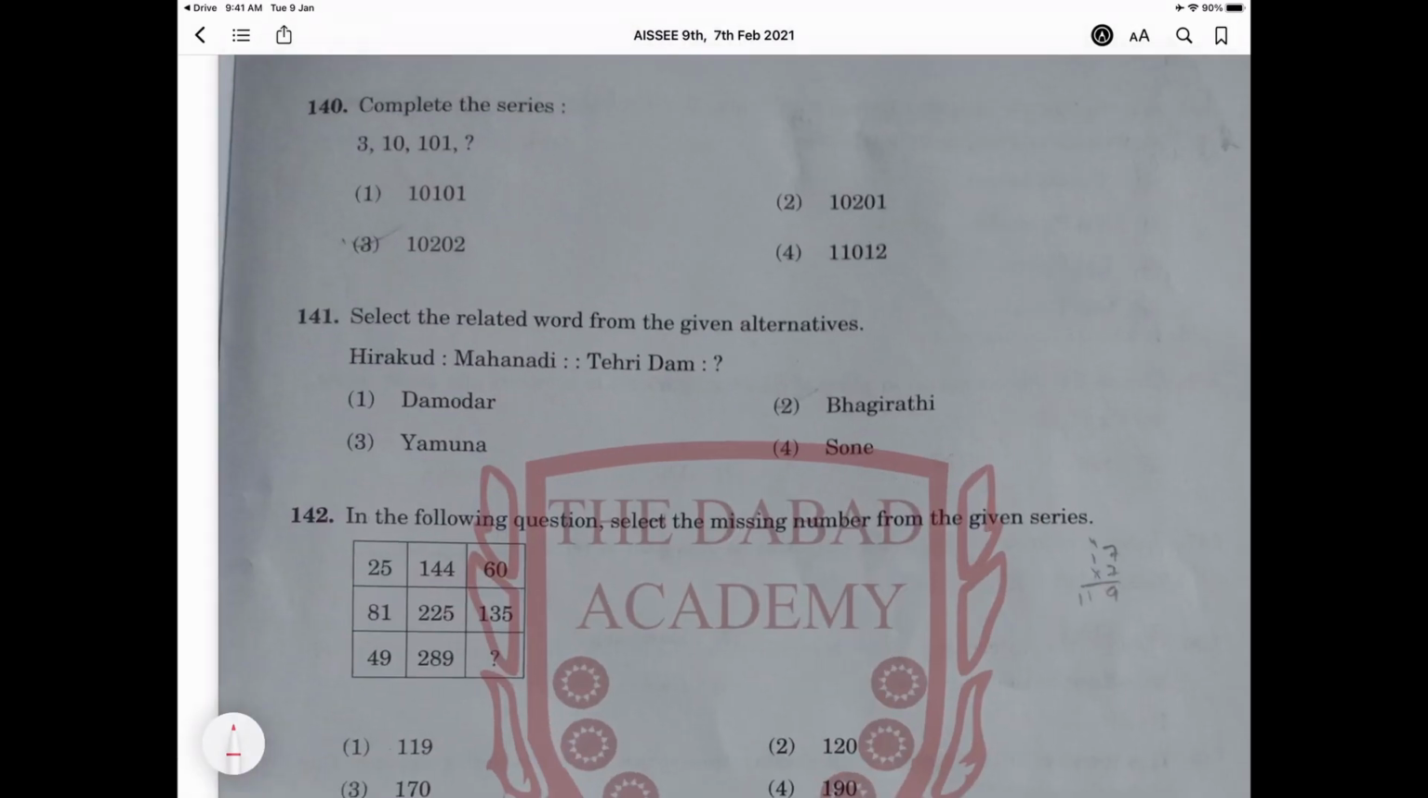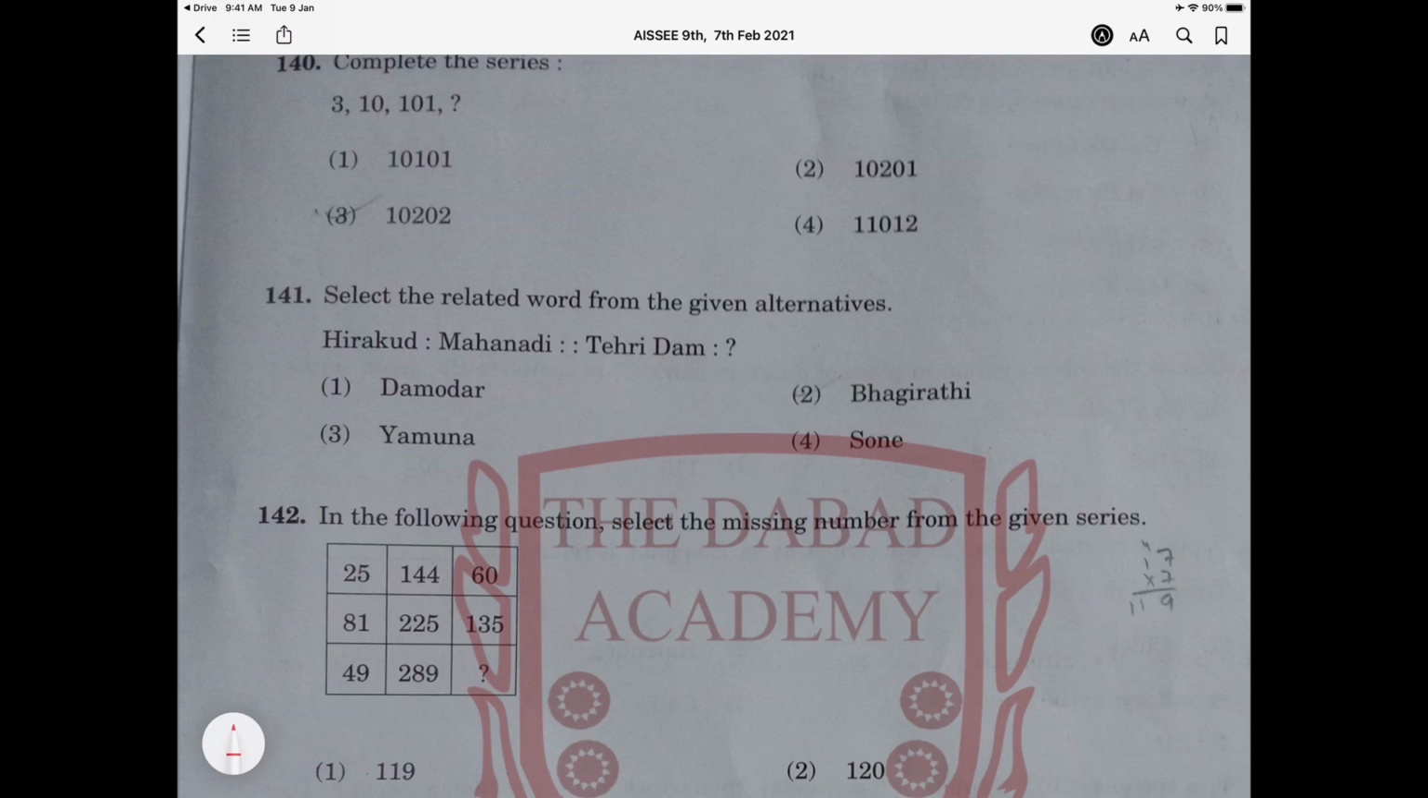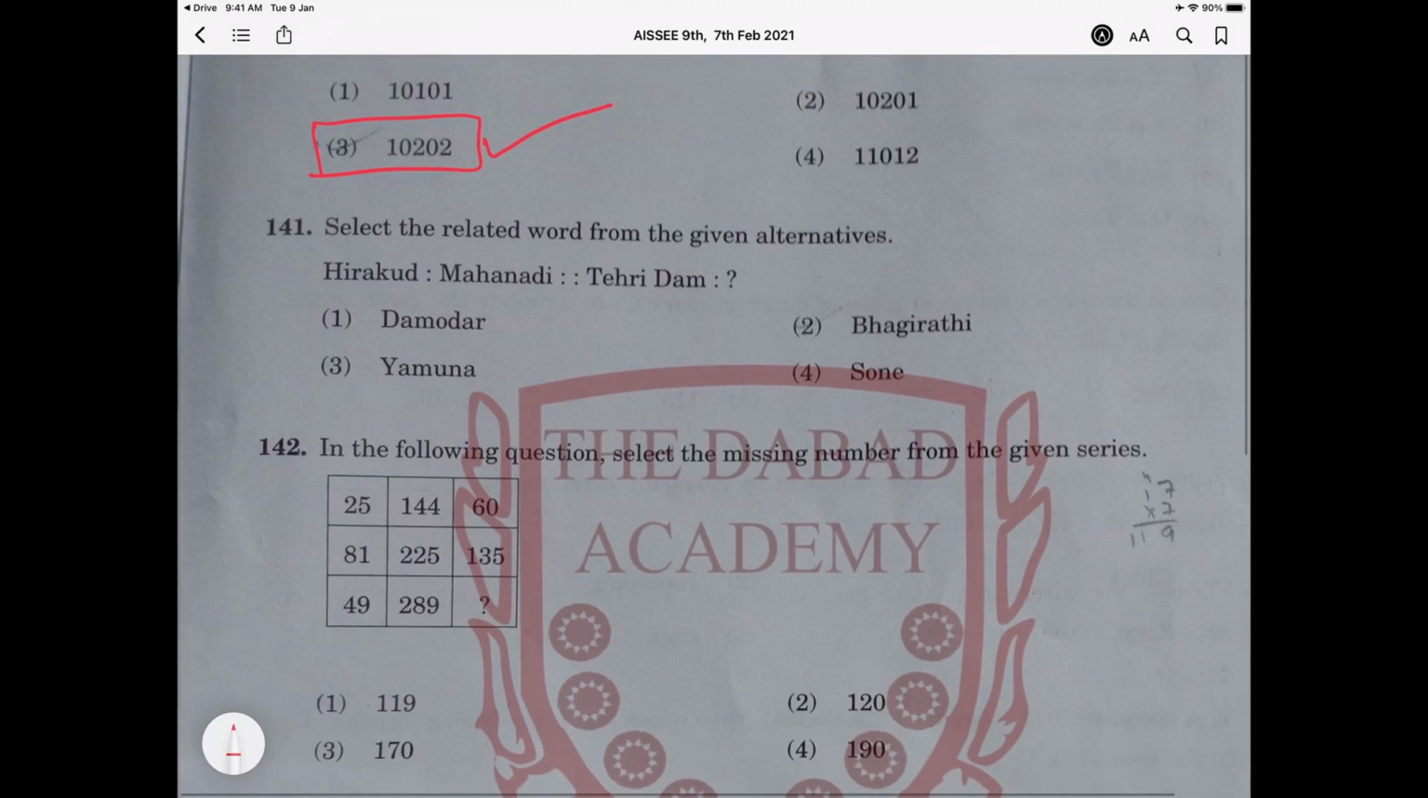In question number 140, complete the series 3, 10, 101. So the correct answer would be 10202, option number 3.